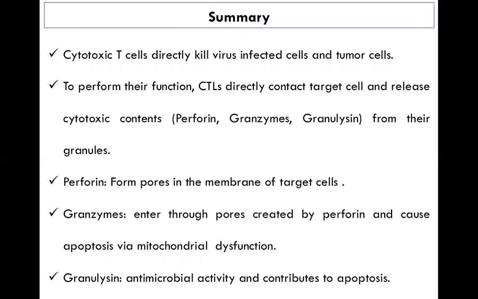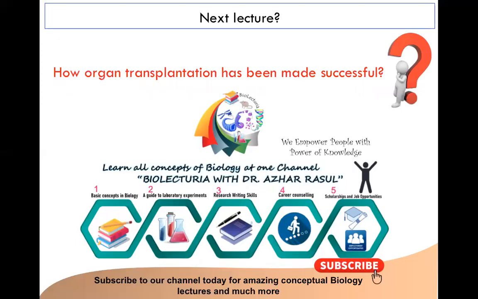So we discussed both types of T cells: helper T cells in our last lecture, and in today's lecture we discussed the cytotoxic T cells. Now we will see what we are going to learn in the next lecture. So far we have understood how the immune system responds when a pathogen enters. The story started with transplantation rejection. But now we know that transplantation is possible; we can transplant several organs. So how has transplantation been made successful? That is what we are going to learn in our next lecture.